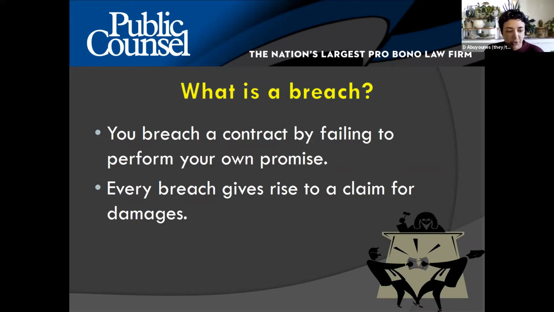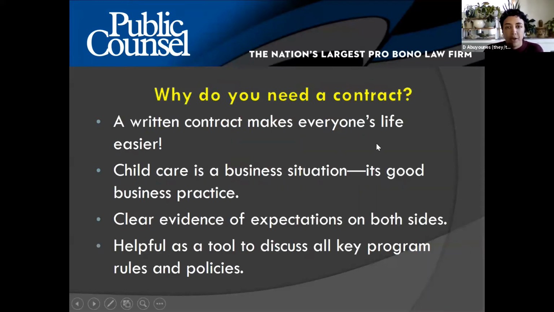So this brings us back to our central question of why we are here, and why do you need a contract? A written contract makes everyone's life easier. Childcare is a business situation. It's a good business practice to have a contract. A contract creates clear evidence of expectations on both sides, and it's helpful as a tool to discuss all key program rules and policies.